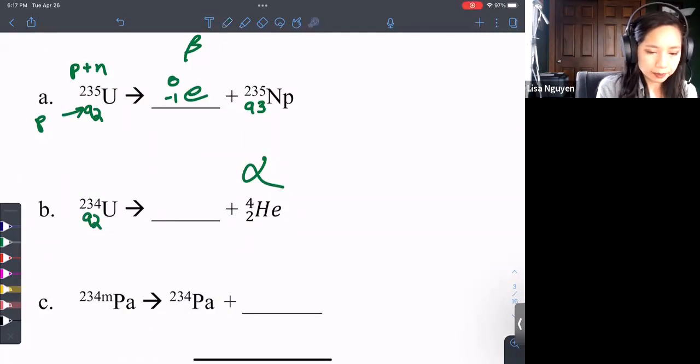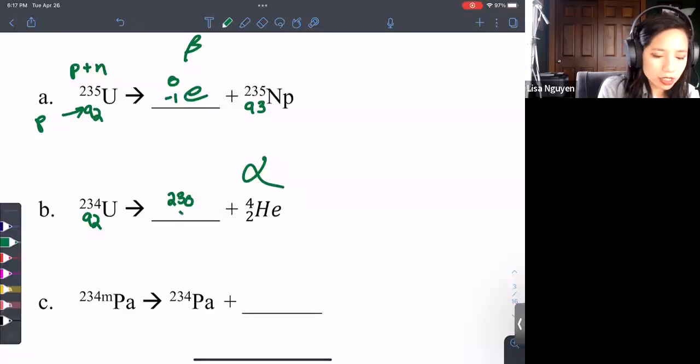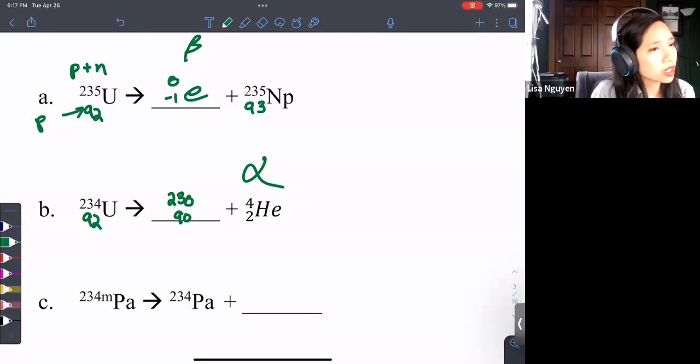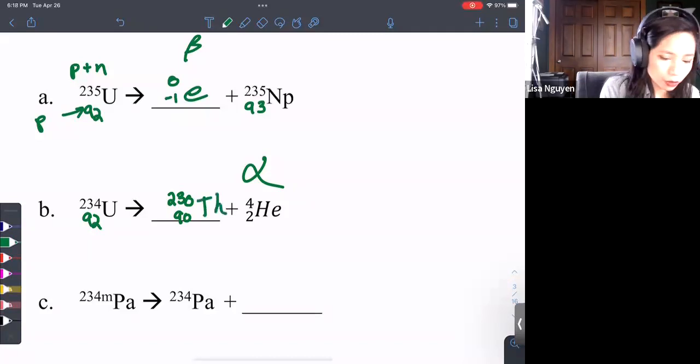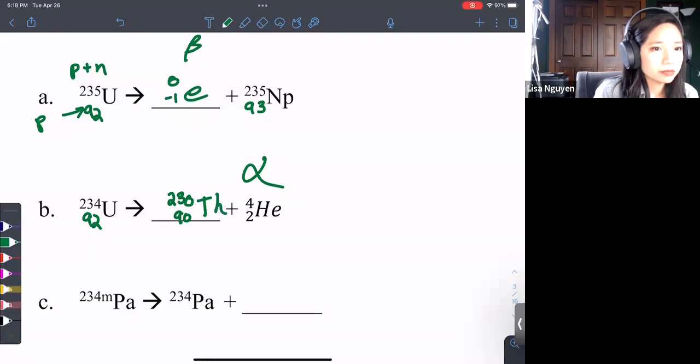So I see our helium atom has a mass number of 4. 234 is uranium, so this would be 230 as the mass number. And then 92 on the other side, so this would have to have 90 protons in order to make all of that balanced. And so we're not done. We need to identify what element it is. Since we identified that it is 90 protons, this would be thorium based upon the periodic table.